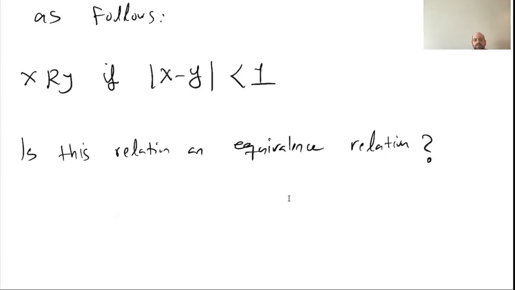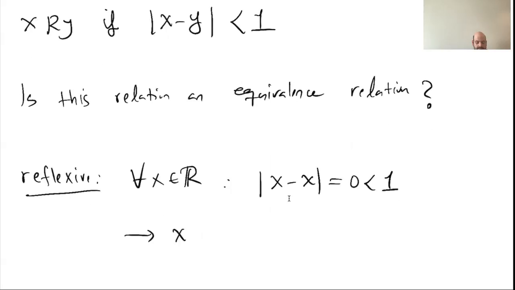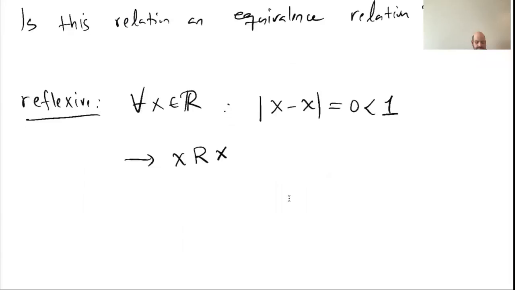So again, we have to answer a few questions. Equivalence relation means reflexive, symmetric, and transitive. So let's check them. So for reflexive, we can say that for every x in R, absolute value x minus x is 0, which is less than 1. And that means x is in relation with x itself. So for every x in R, x is in relation with x itself.